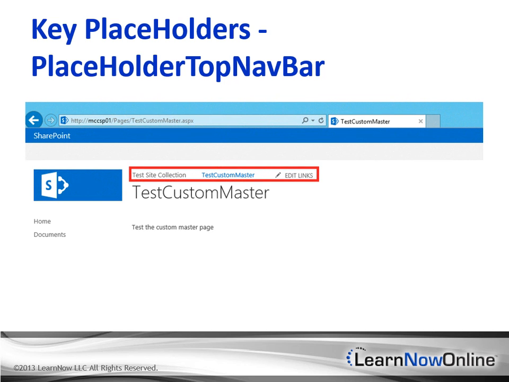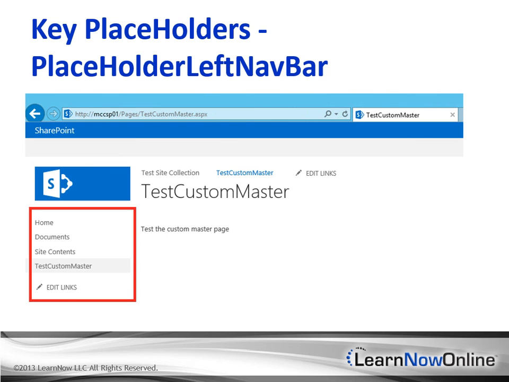Okay, the next key placeholder is PlaceHolderTopNavBar. In this screenshot you can see it's basically just holding the top nav, the top link bar. That can be overridden if you wanted to. If you were building a page where you didn't want that navigation to be there, you could override that and put whatever you wanted in there.